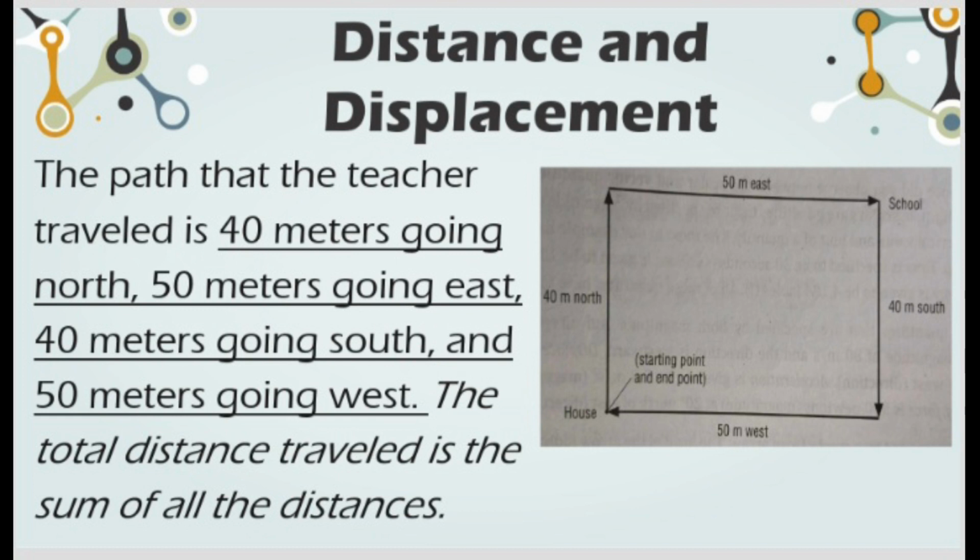and 50 meters going west. So, the total distance traveled is the sum of all distances. Ang ibig sabihin niyan, kapag distance ang hinahanap natin, we'll just add all the travel made. So, 40 plus 50 plus 40 again plus 50 equals 180. So, the distance is equal to 180. Uulitin ko lang po yan. Kapag distance, just add all.